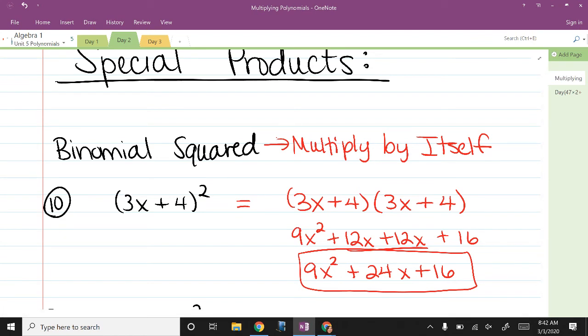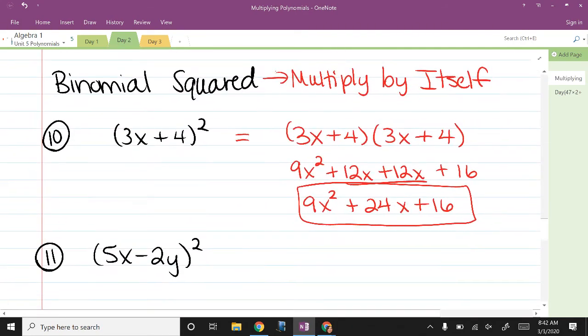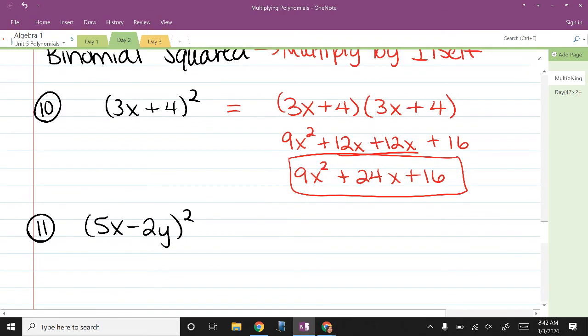Anyway, make sure when you square a binomial, you multiply it times itself and you FOIL it out. Because if not, you're going to leave out the middle term and it's going to be wrong. And it's going to give me a heart attack. All right, 5x minus 2y all squared.